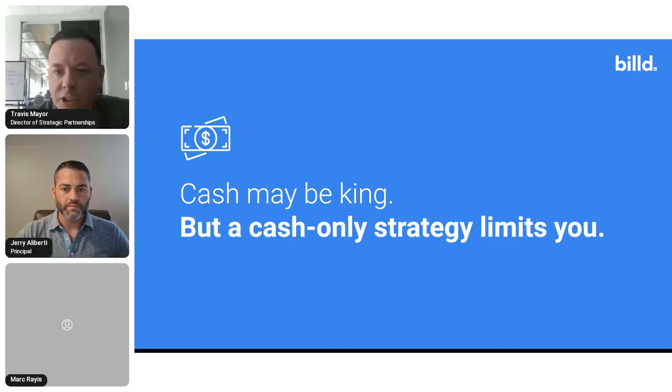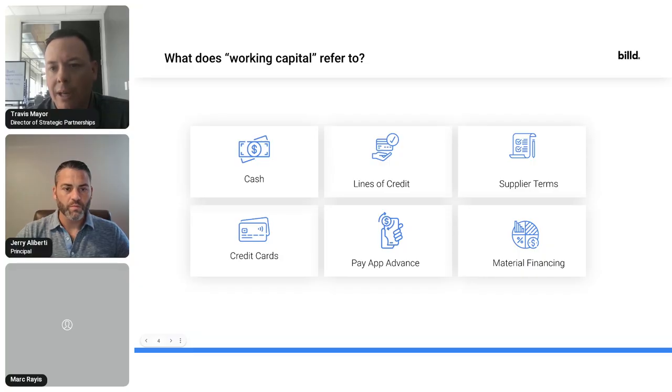And so the second question: what working capital option do you use most? Go back to the previous slide, Mark. What working capital option do you use most to cover the cost? 27% of y'all said cash, 55% said lines of credit, 9% supplier terms, 0% selected credit cards, and then 9% selected Build Products, pay app advance, material financing. So that's an interesting split.